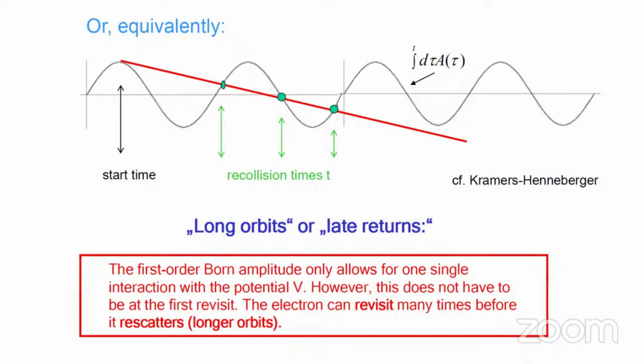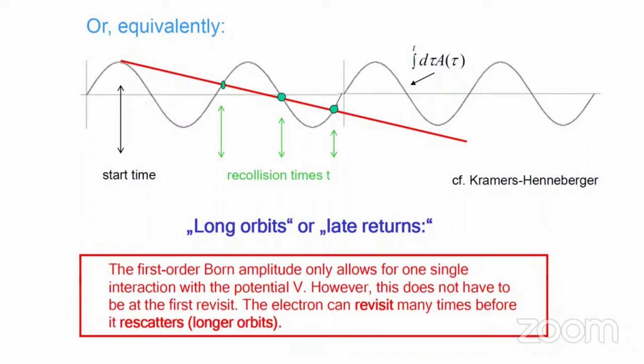What's plotted here is the curve, the integral of the vector potential. So for most practical purposes, this is the negative of the electric field. You plot that, and then you choose a start time, put a tangent to this, which reflects the fact that the electron starts with zero velocity, and determines the intersection points. Here, each intersection point with the curve defines a recollision time. So you see already that there are many solutions.